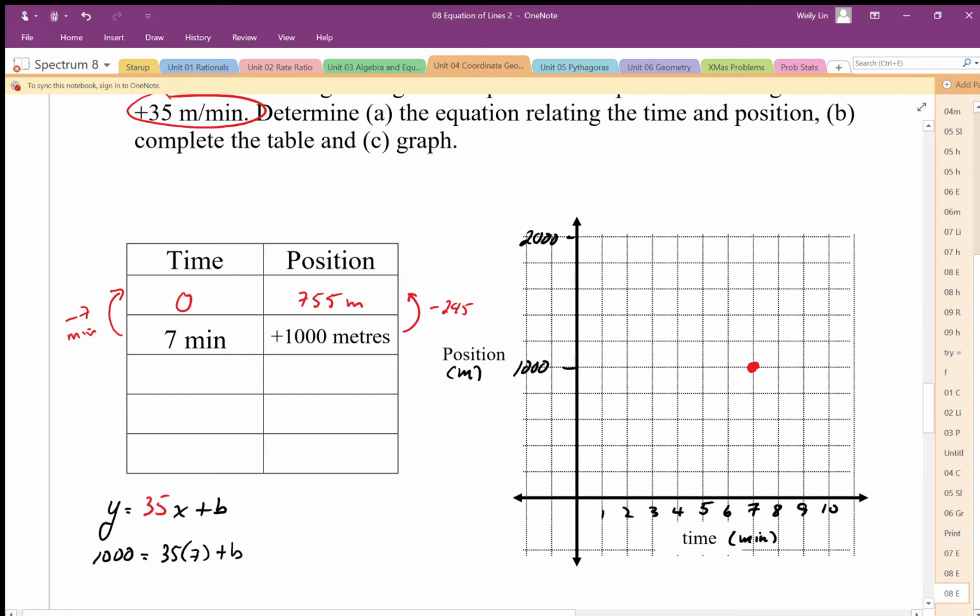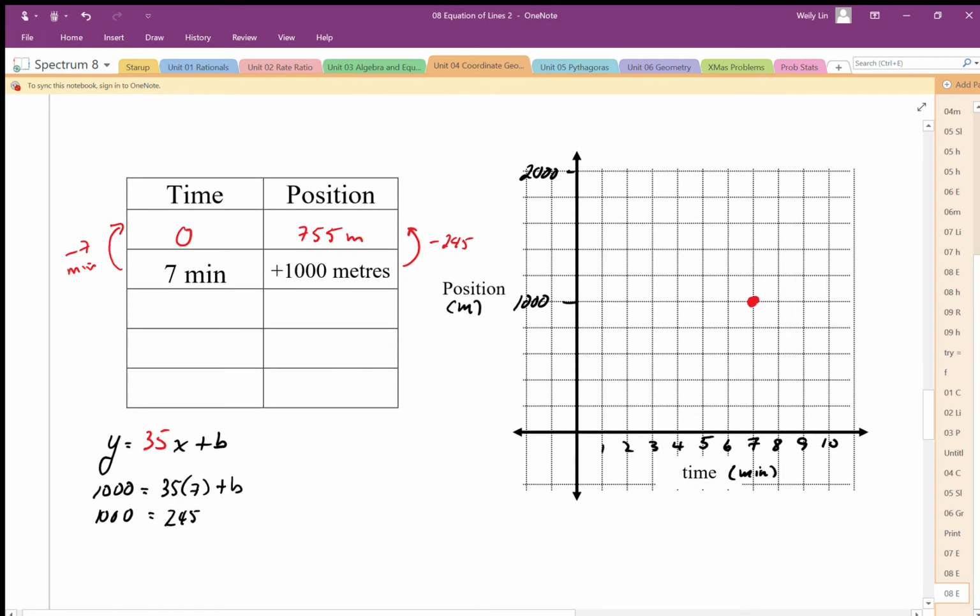Okay, and you can see that when we multiply that out, there's our 245 meters that we're going to have to subtract. So b is going to end up being 755 meters. So 755 meters is going to be somewhere around here, 600, 700, maybe somewhere around there. Okay, and we're going to have our straight line relationship.